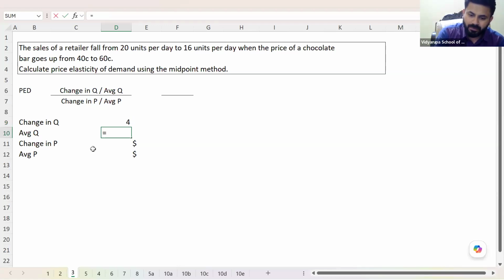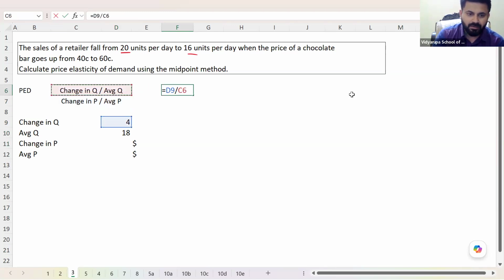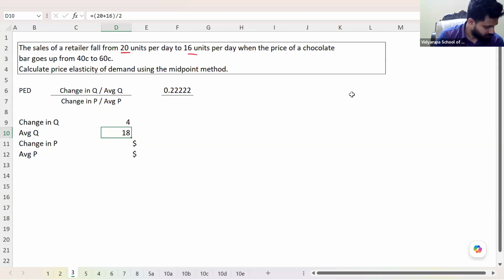What is the average quantity? Current quantity is 20. New quantity will be 16. So the average quantity is 20 plus 16, the whole divided by 2, which is 18. So what is the numerator? The change in quantity, which is 4 units, divided by the average quantity, 20 plus 16 divided by 2. Right? Done.